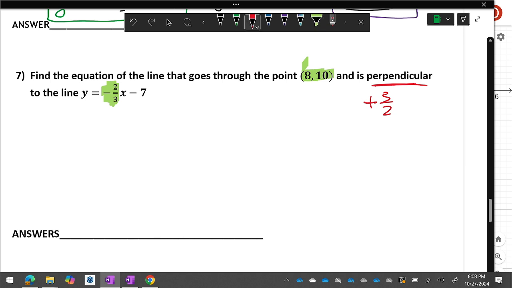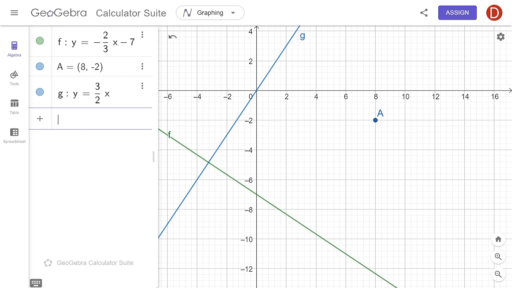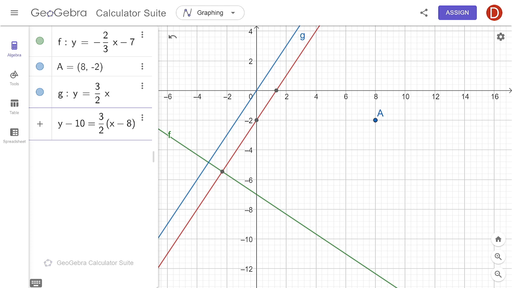So I can type the equation of that line in point slope form. So I know y minus 10 equals 3/2 times the quantity of x minus 8 would totally do exactly what I need, right? It would form a right angle with this line, and it would pass through this point. So let's go ahead and see if we can observe that in GeoGebra. So I'm going to type y minus 10 is equal to 3/2 times the quantity of x minus 8. Close parentheses, enter.